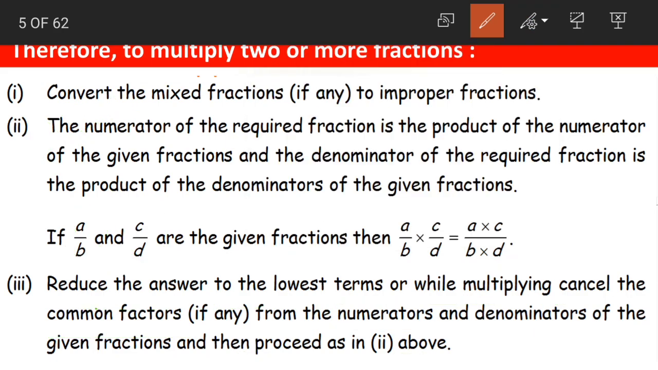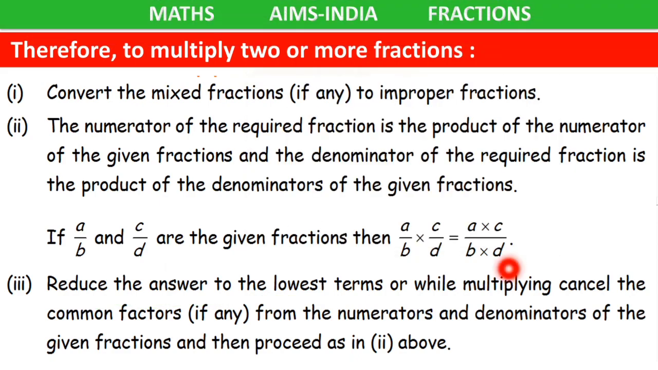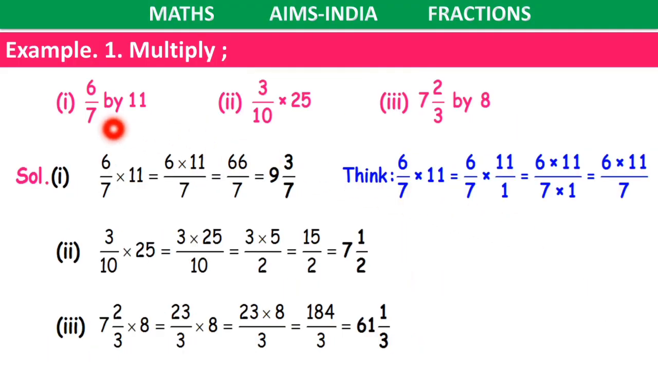What are they saying here? Reduce the answer to the lowest terms, or while multiplying cancel the common factors if any. This is a very simple point to understand. Now here while reading it you might find it a difficult point, but when we move further I will also show how to simplify or reduce the answer to the lowest terms. Okay, students? Okay.